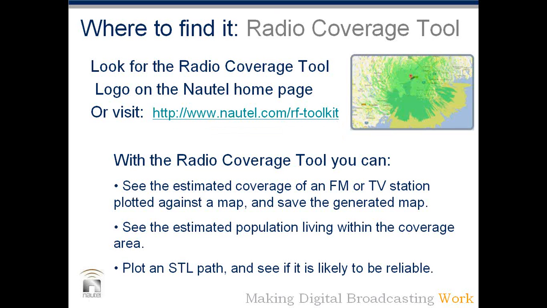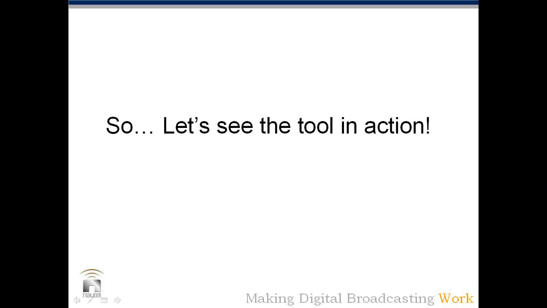You can register online, and once you do that, here are the things that it will allow you to do, again for free. See the estimated coverage of an FM or TV station. This is big news. We just started this yesterday. Plot it against a map and save the generated map. You can see the estimated population living within the coverage area, as we discussed. And you can plot an STL path and see if it's likely to be reliable. And we're going to walk through those scenarios today. So let's just go ahead and do that.